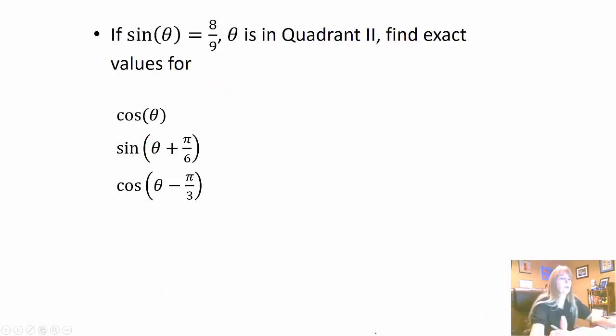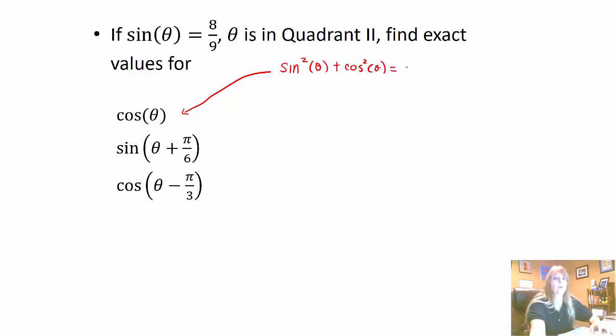Moving right along. So if sine theta is 8 over 9, and theta, my angle, is in quadrant 2, find exact values for each one of these. Well, I can find my cosine using my trig identities, meaning sine squared theta plus cosine squared theta equals what? 1. So I put in my 8/9 squared plus cosine squared theta equals 1.